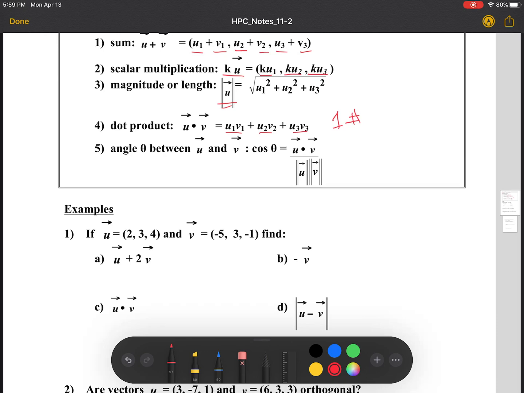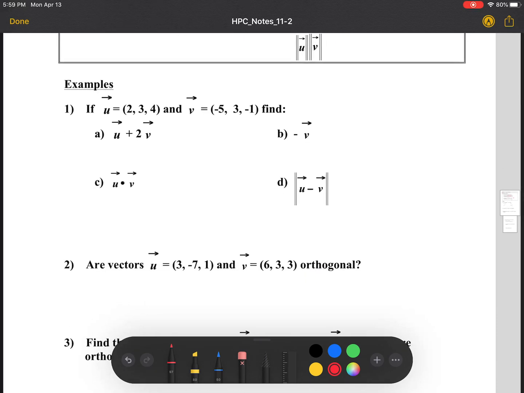So today, it's pretty much just a few examples. So let's go through this. Let's start with example 1. We've got two vectors u and v. For a, we're going to be adding u plus 2v. So let's set that up. We have our vector 2, 3, 4 for u, and then adding it to 2 times our v, which is negative 10, 6, negative 2. That should give you a nice negative 8, 9, 2.